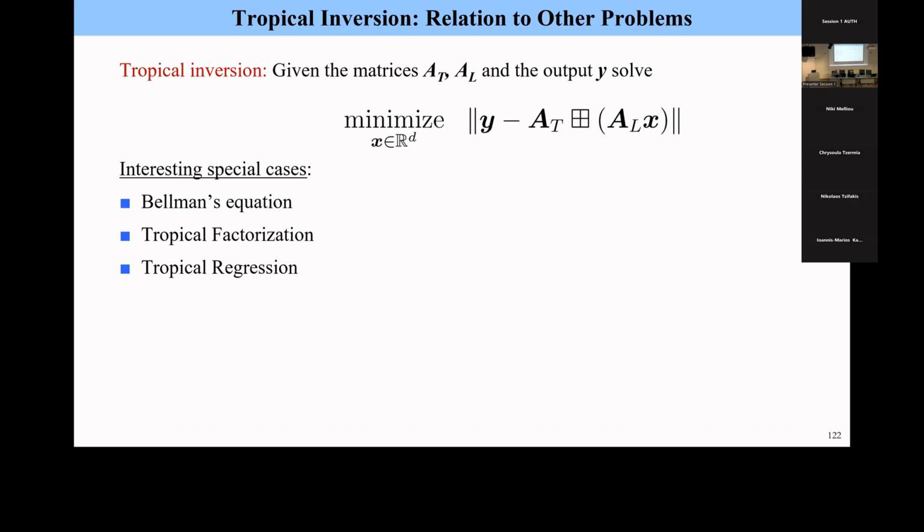To be consistent with the time constraint here, I will not cover all these areas. Let me just talk about the tropical inversion, which actually as a problem has several interesting special cases. One of them is fairly well known. It's Bellman's equation.